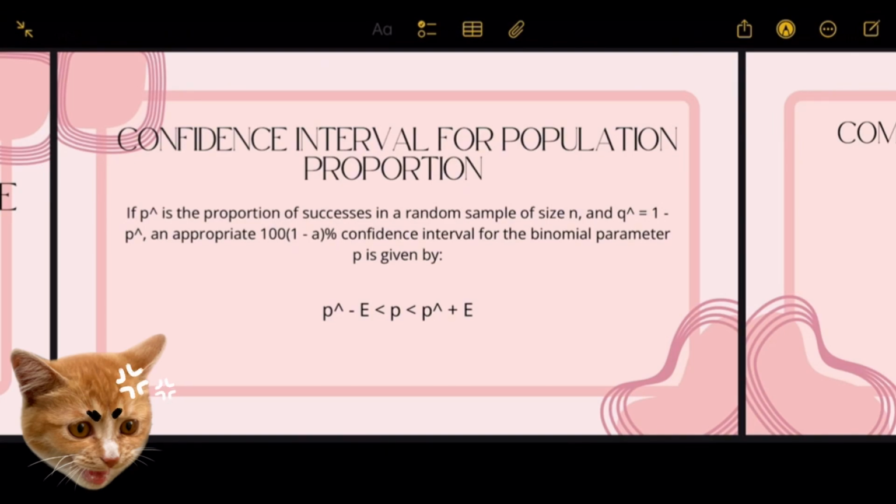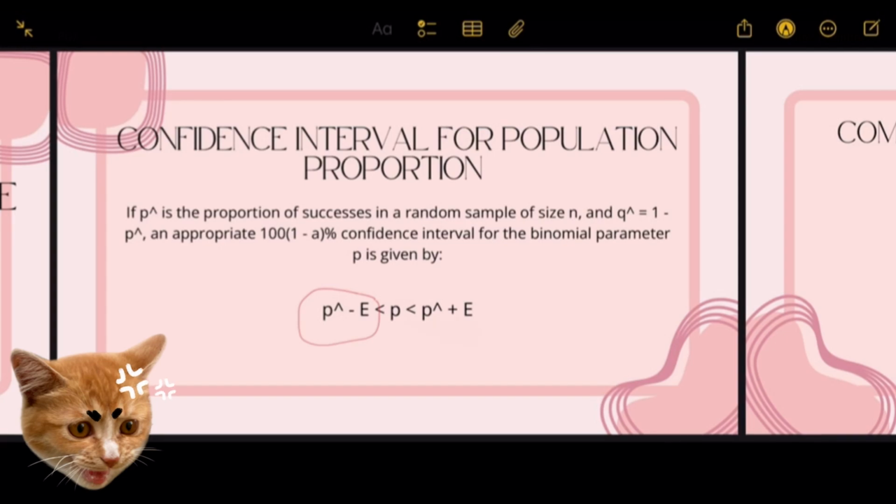If p hat is the proportion of successes in a random sample of size n, and q hat is equal to 1 minus p hat, an appropriate 1 minus alpha percent confidence interval for the binomial parameter p is given by. So, ang sinasabi lang dito is, para makuha si q, kung ano yung makuha natin sa p hat, i-minus natin siya sa 1. And ito yung formula na gagamitin natin.